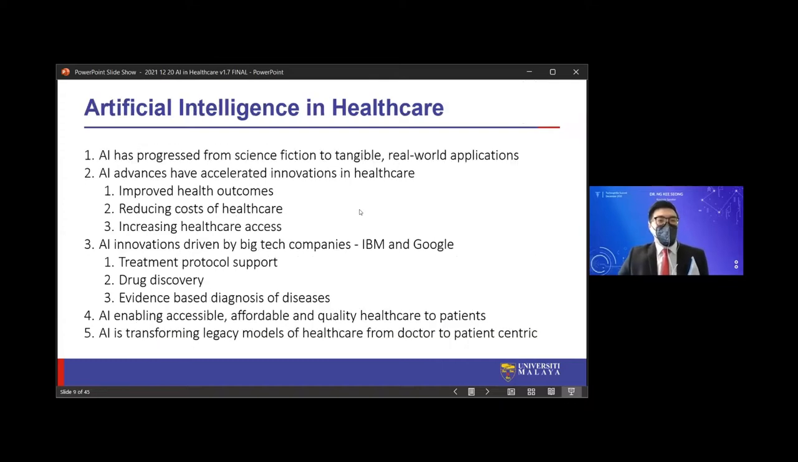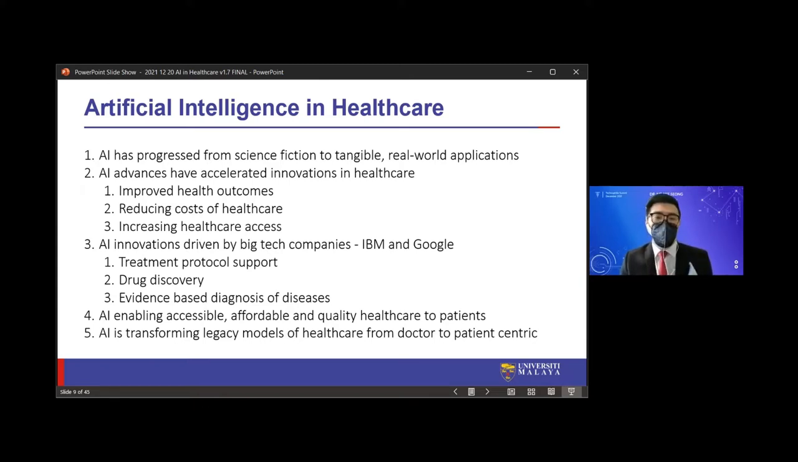So when it comes to artificial intelligence in healthcare, it has in fact progressed from science fiction, where, I'm not too sure whether you guys are familiar, but some of you may have seen Star Trek or Star Wars, especially in those early days when they first started. And they already hinted at the possible applications of artificial intelligence at that point in time.